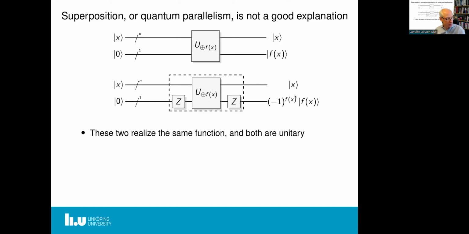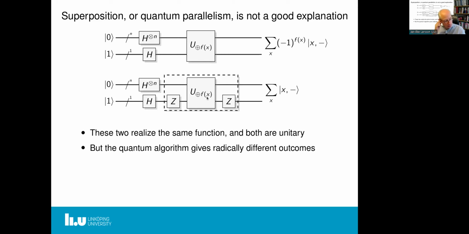Now, a textbook in quantum mechanics will tell you that, well, a global phase doesn't matter. Here I will tell you that this actually matters. So the upshot is that the dashed box here still gives you the correct function values. So in a sense, it's a unitary that gives you the correct function values. And if this was enough, you would get the same behavior in the quantum algorithm when you use this one or when you use the lower one. However, the quantum algorithm gives you radically different outcomes.